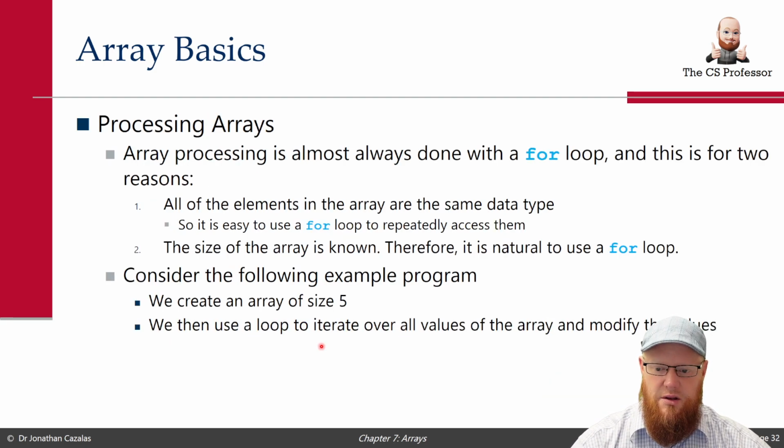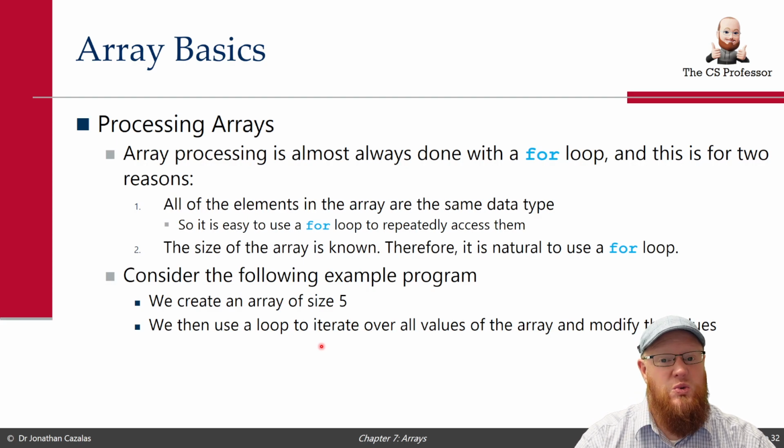Processing arrays. Array elements are processed using loops. And since we know the size of the array, it makes sense to process an array with a for loop. All of the elements in the array are the exact same type, so we can use a for loop to repeatedly access those elements. And again, the size is known, so it just makes sense to use a for loop. So consider the following example program.